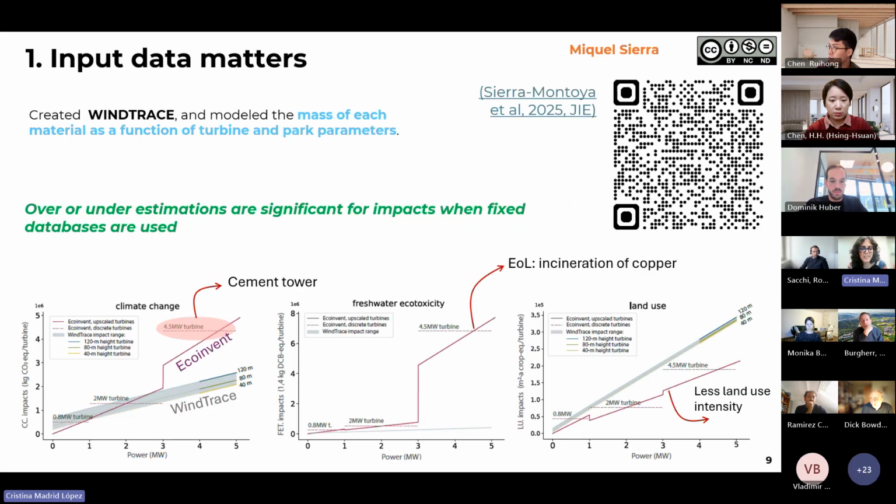So here are some insights that we got, and I think justify why the type of assessment done in WIMBY is also necessary, right? So the first thing is that input data matters. If you happen to be doing a life cycle assessment with EcoInvent for wind turbines, here I show you a work that Michael Sierra did, where he's showing how either you underestimate or overestimate impacts if you are using EcoInvent as compared with a parametric model he developed called WindTrace. Here you have the reference for the paper.